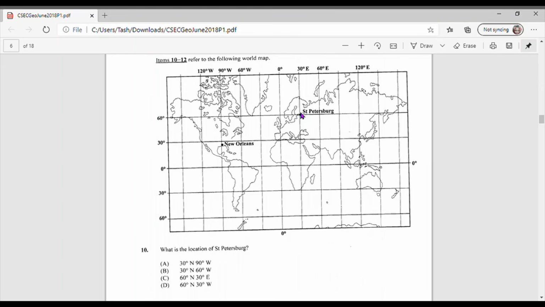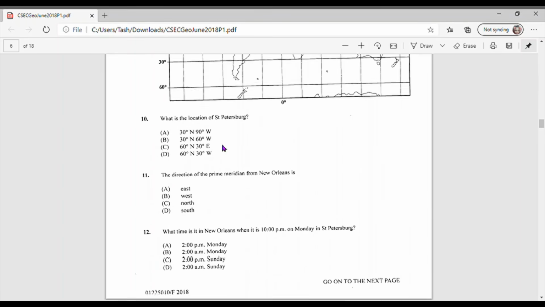So St. Petersburg here, 10 p.m., 9 p.m., 8 p.m., 7, 6, 5, 4, 3, 2 a.m. So at 90 degrees west, that would have been 2 a.m. for New Orleans. Let's look at it here.